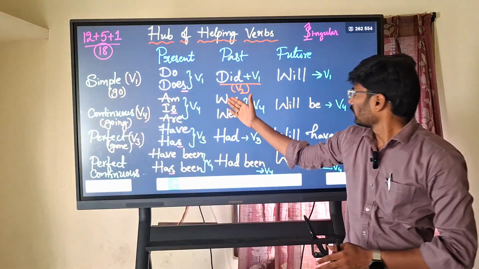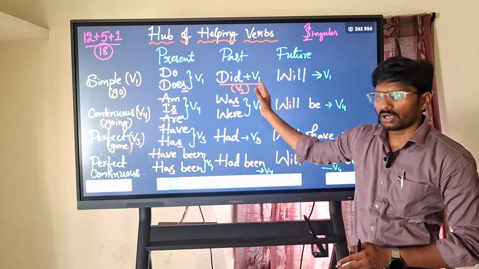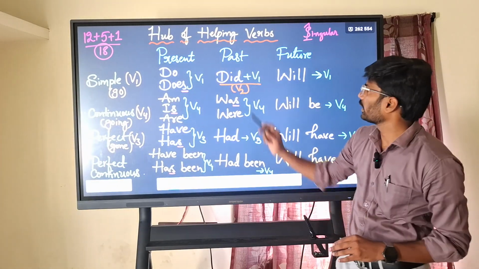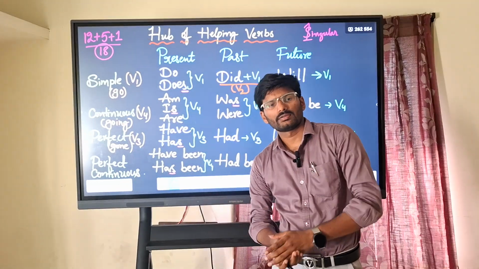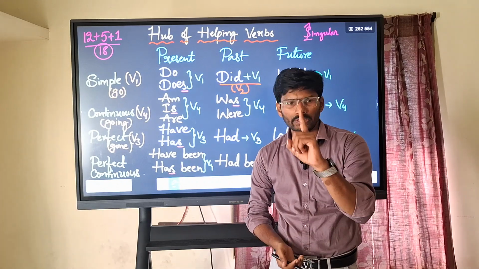You can't say "I am gone to" or "I am went to." No, only one helping verb. I call it the heart of English. What is that? Heart of English. How many hearts do you have? One person, one heart. One sentence, only one helping verb.